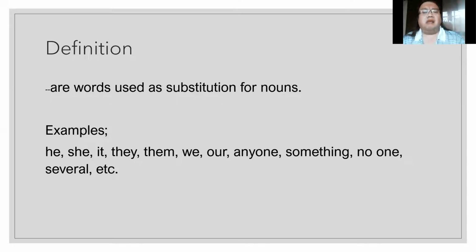What are pronouns? Pronouns are words that are used to substitute for nouns. Basically, we can say that the existence of pronouns is totally reliant upon nouns. Pronouns exist because of their nouns. Here are examples of the pronouns: he, she, it, they, them, we, our, anyone, something, no one, several, etc.